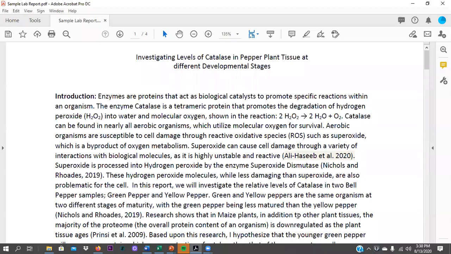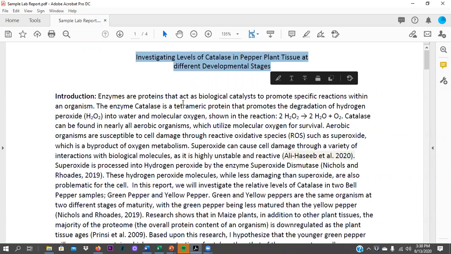This video will walk through the sections of a lab report for a BSc 197 lab report. The first thing you will notice is that we have a clear and concise title: Investigating Levels of Catalase in Pepper Plant Tissue at Different Developmental Stages. This will tell the reader what to expect in the article below.